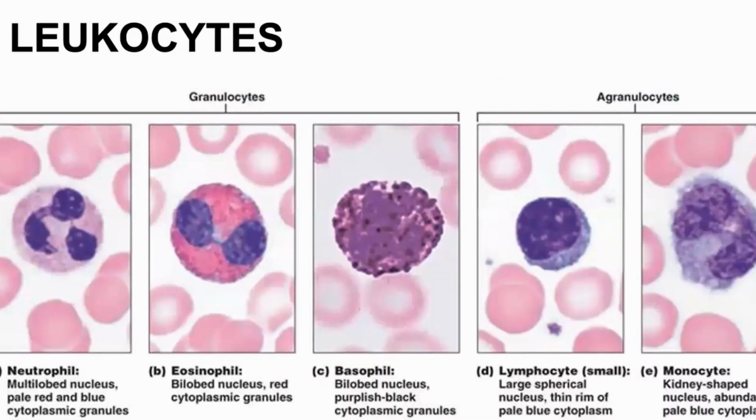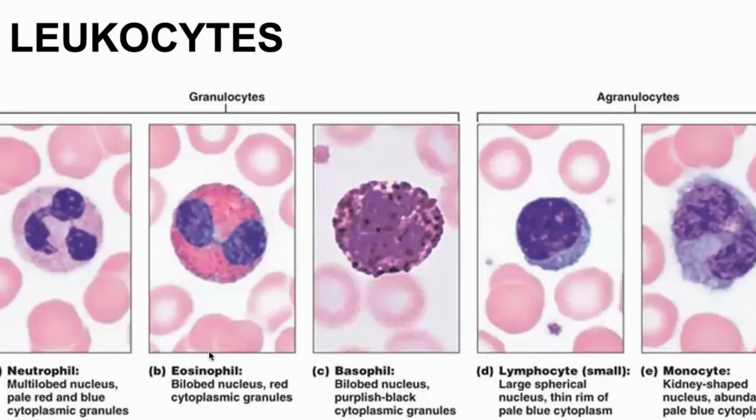So in terms of the leukocytes, we already said that leukocytes are divided into granulocytes and agranulocytes. The granulocytes include your neutrophil. We said the neutrophil is multi-lobed. It has a nucleus with multiple lobes. It can be 3 to 5 lobes. In this case, you're looking at 3.